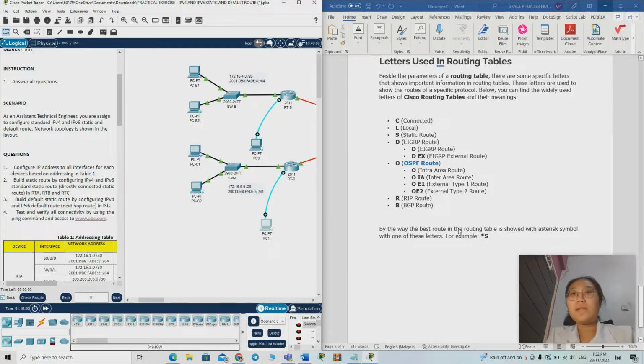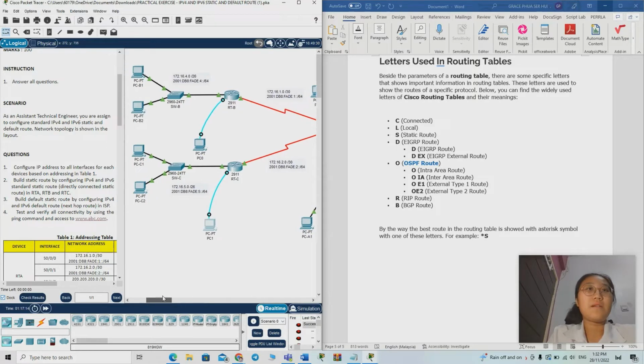By the way, the best route in the routing table is shown with an asterisk symbol with one of these letters, for example, S star. So let's start with our practical exercise after we know about the routing table and which path the routers like.